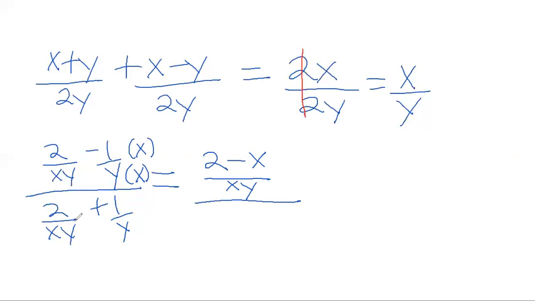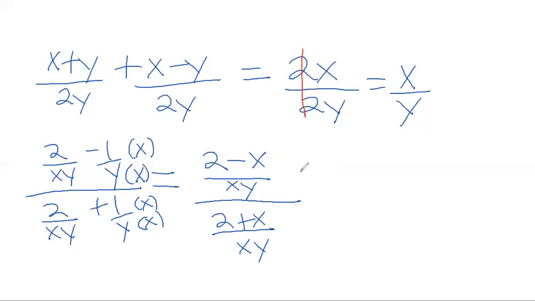Now down here, now we work down here, and now I have 2 over xy plus 1 over y. Well, I have xy here and a y here. I need to multiply this denominator by x so that now they both have xy in them. So what does that give me? 2, and then 1 times x is x, so the plus sign there is 2 plus x. So 2 plus x all over xy.